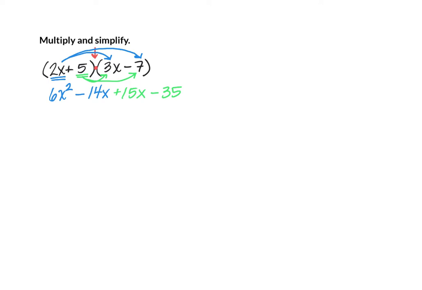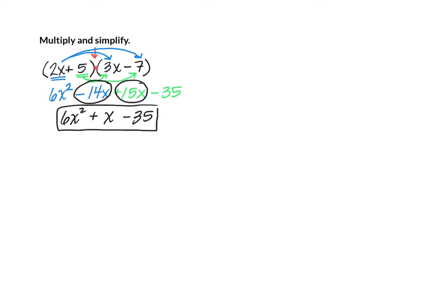And now we just need to combine like terms. The only like terms here would be this negative 14x and positive 15x, which we will combine and add together. That'll give us a positive x. So we will have 6x squared plus x minus 35 as our result. 6x squared plus x minus 35.